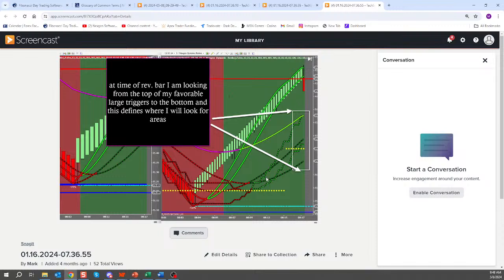This is the first step. I've got to make sure that they're both wide and angled in the direction of the trend. Preferably they're overlapping, favorable. And once I find my triggers, and it takes like a half a second to go, oh, look, top line, bottom line, there's my triggers. Well, I'm going to start looking for areas.